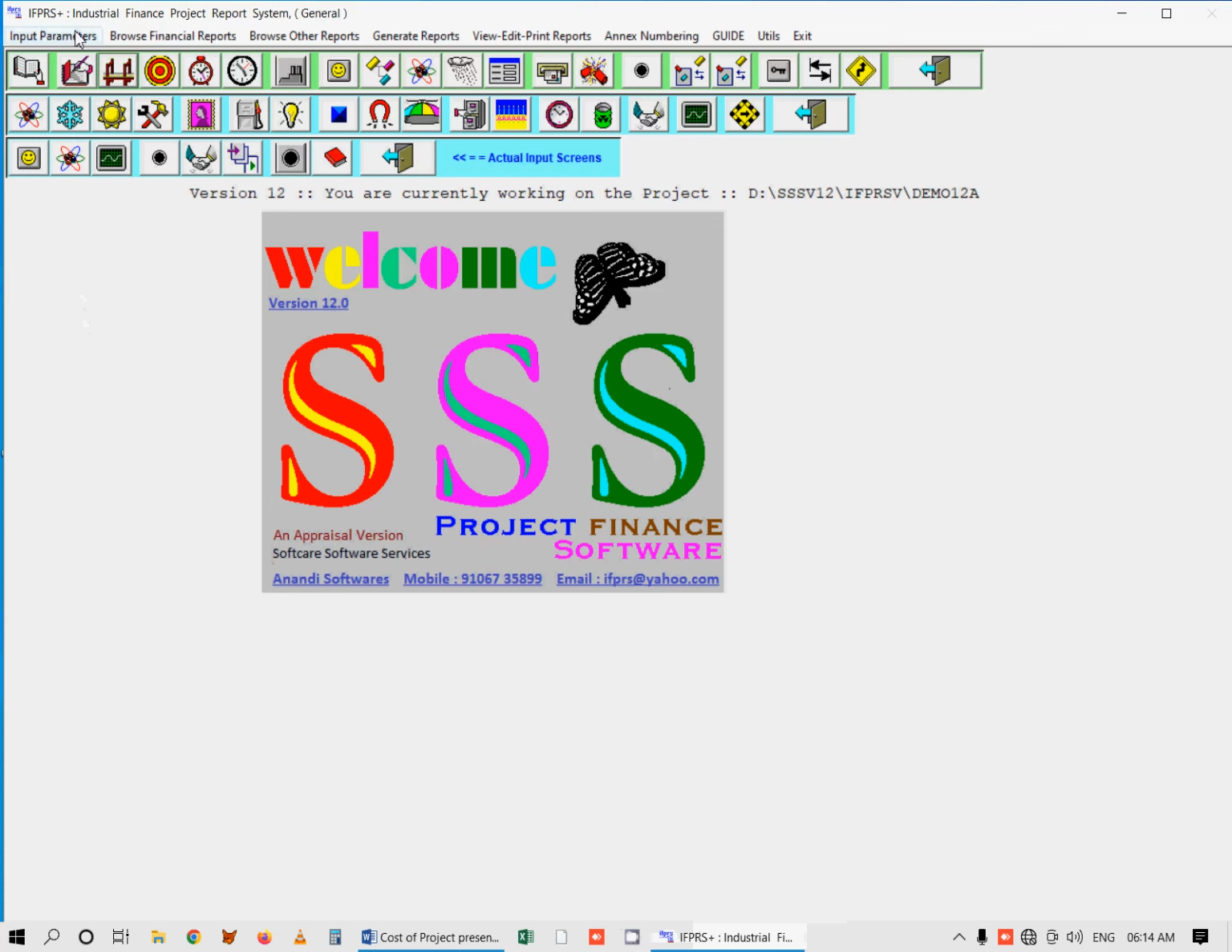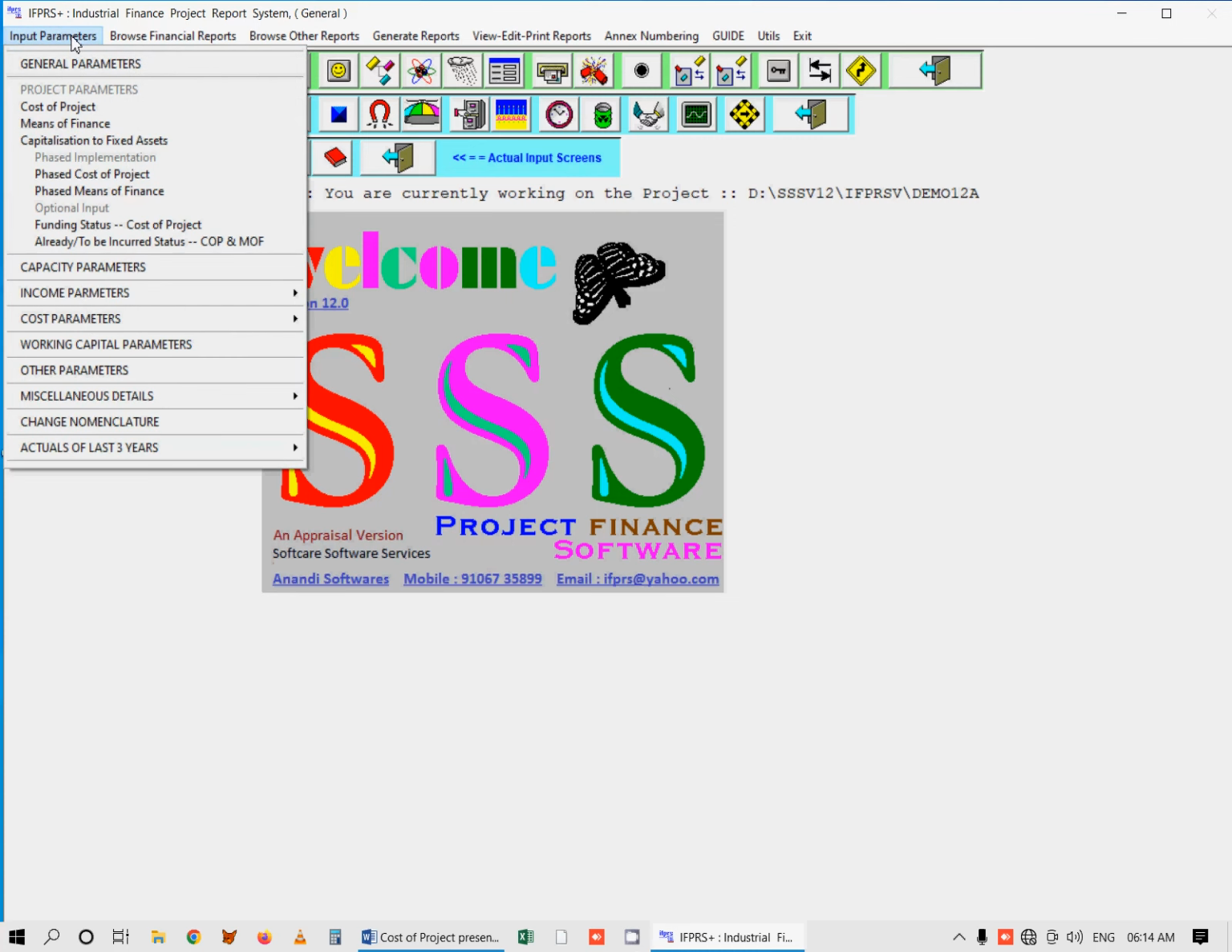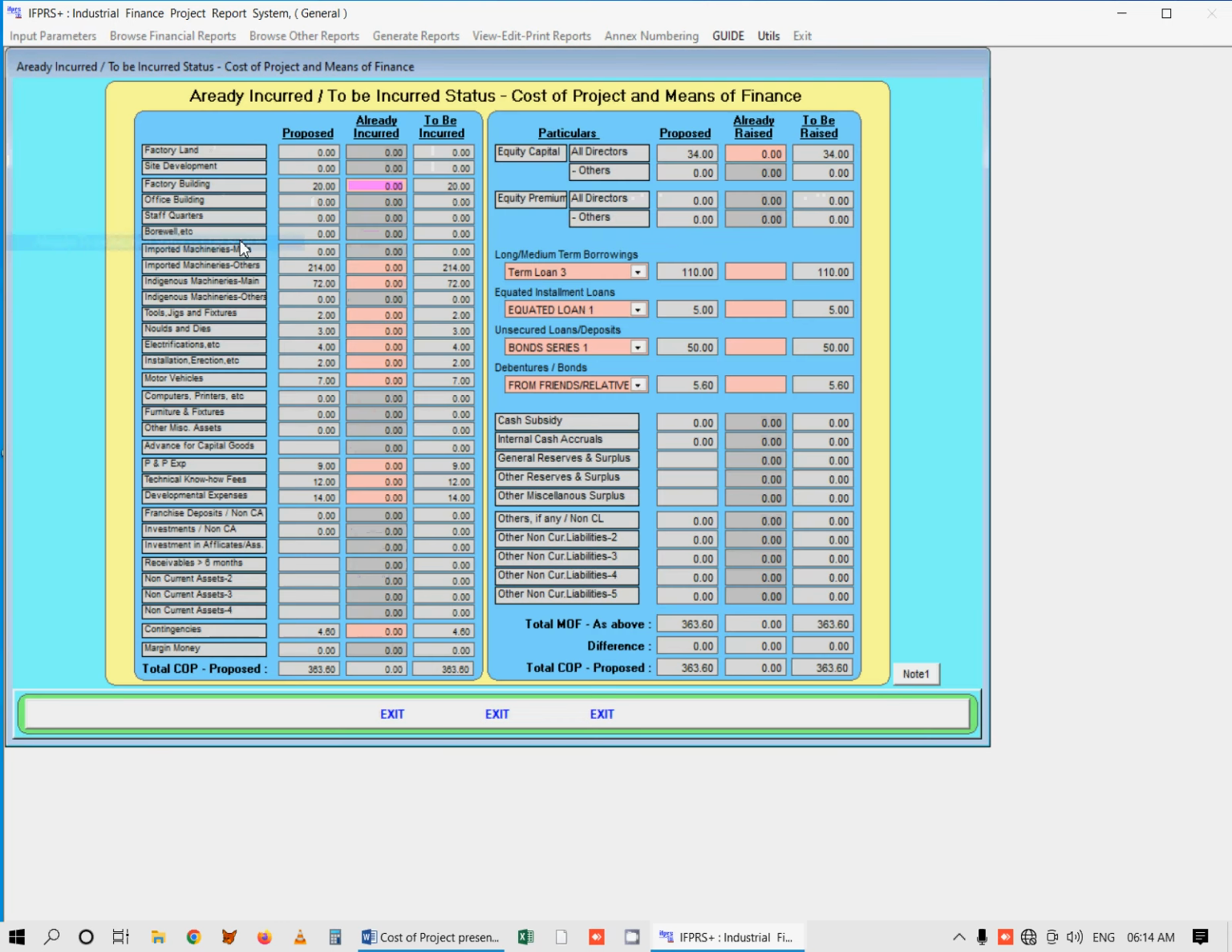Already raised, to be raised status of means of finance. You will find the option there too as the 8th menu item under input parameters. If your proposed project is already at a different stage of project implementation progress, then you could get the breakup as means of finance already raised, means of finance yet to be raised, and total proposed means of finance. This will show more clarity on the means of finance.